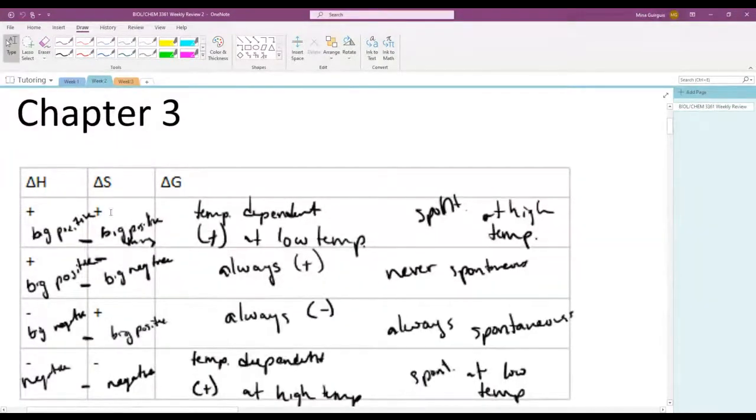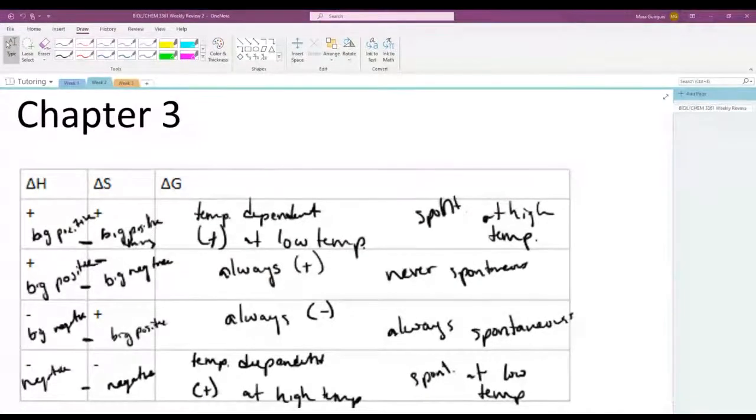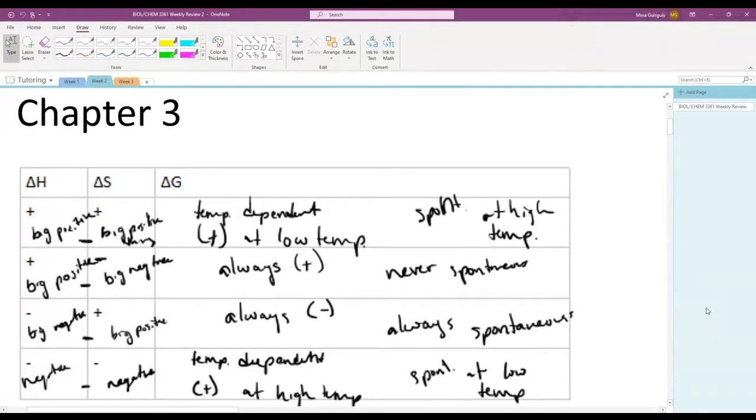When you have positive and negative delta H and delta S. Before I do, I want to make sure, does anyone have any questions? Because this might take me a few minutes. Okay, so I'm just going to very briefly go over it. And again, this kind of comes down to, does this make sense?